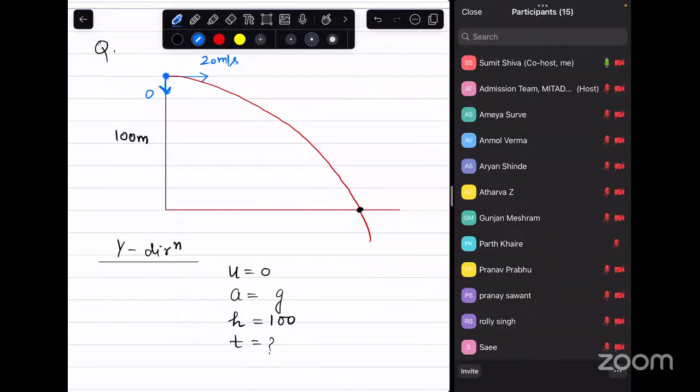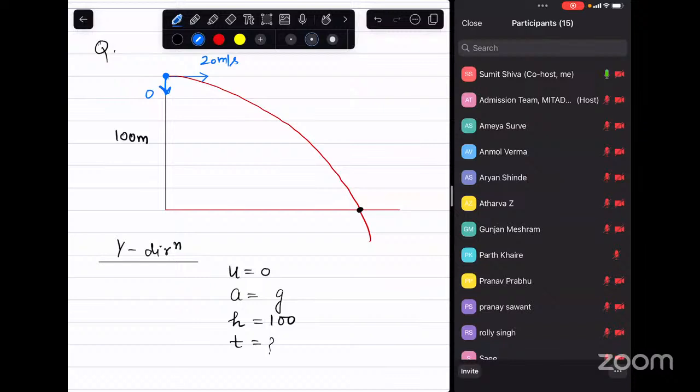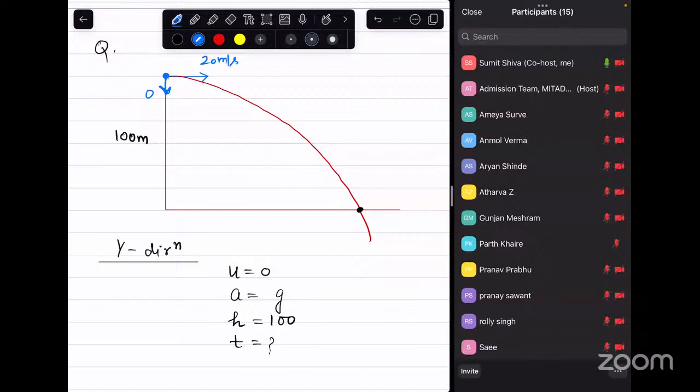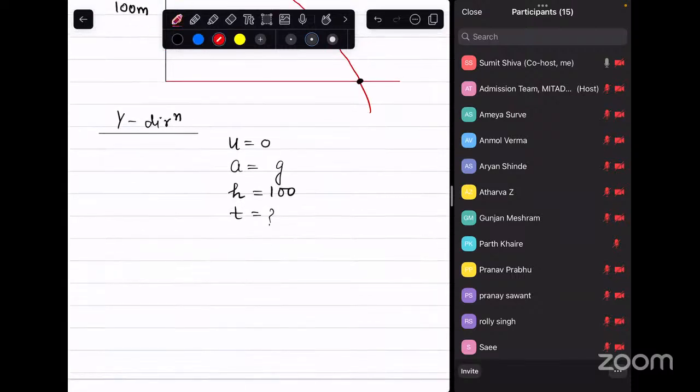Okay, the sign convention is, if the object is moving in the same direction as the acceleration, it will be positive. And if the direction of motion of the object, that is velocity of the object, and acceleration are working in opposite directions, then we will take minus sign. So what should be the sign of g here? Plus or minus? The ball is coming downward and acceleration g is also working downward. So it will be positive.